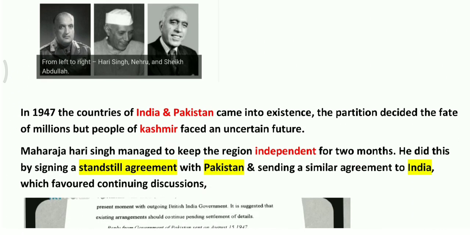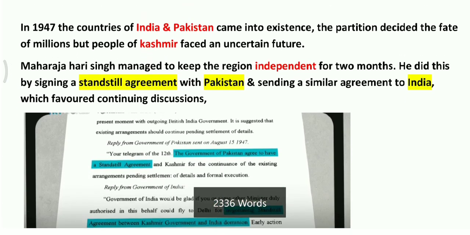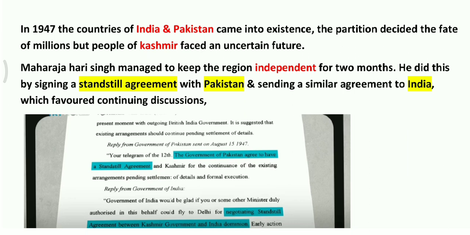In 1947, the countries of India and Pakistan came into existence. The partition decided the fate of millions, but people of Kashmir faced an uncertain future. Maharaja Hari Singh managed to keep the region independent for 2 months. He did this by signing a standstill agreement with Pakistan and sending a similar agreement to India, which favored continuing discussion.